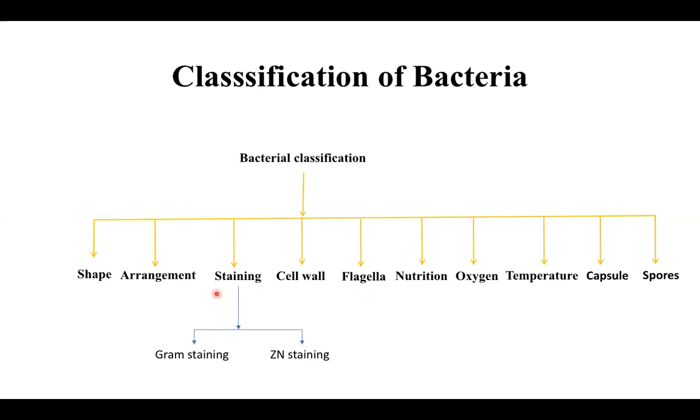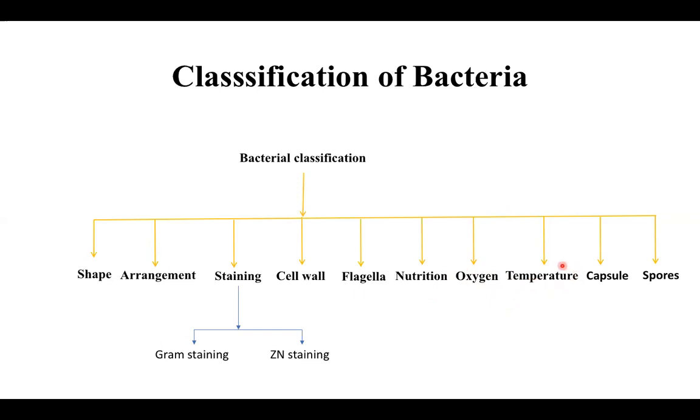And another criterion for the classification of bacteria is based on the utilization of oxygen. Those bacteria which utilize oxygen are known as aerobic bacteria, while those bacteria which do not utilize oxygen for their optimum growth are known as non-aerobic bacteria or anaerobic bacteria.